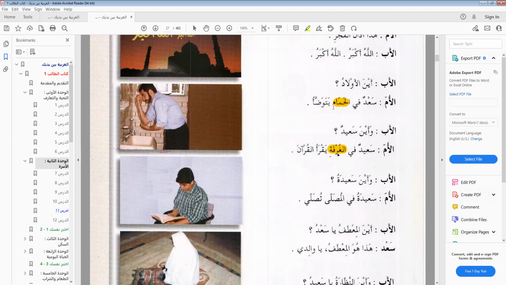Sa'idun fil ghurfati yaqra'u al-Quran. Is in the room reading the Quran. And this is Sa'id reading the Quran here. And this is the father performing ablution. Or Sa'ad. This is Sa'ad performing ablution.